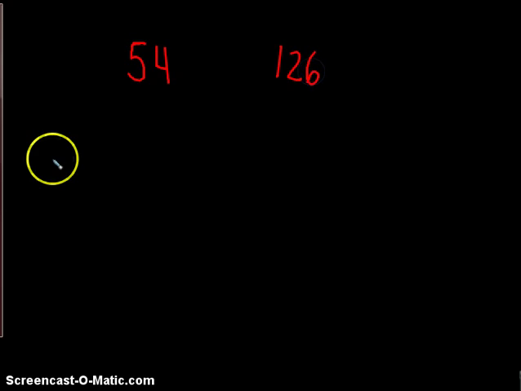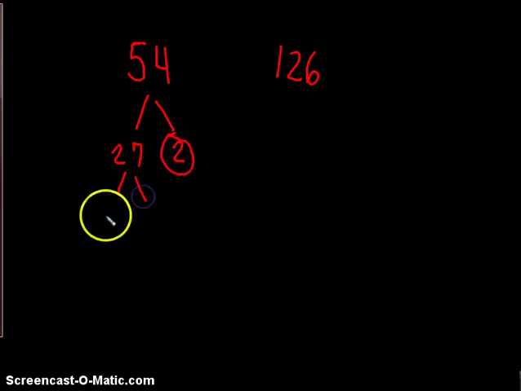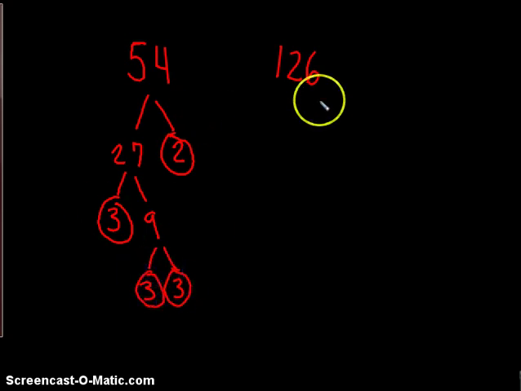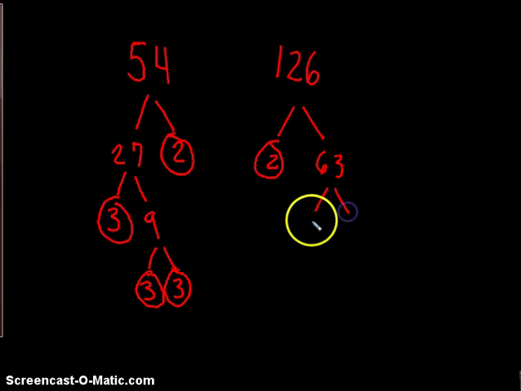First thing you do is you make factor trees. Well, half of 54 is 27. So 2 times 27 makes 54. Circle the prime. I know that 27 is 3 times 9, and then 9 is 3 times 3. So we have our factor tree done, the prime factorization of 54. 126, that would be 63 times 2. 63 can be divided by 3, so it is 3 times 21. Oh, that's not prime, don't circle that yet. And 21 is 3 times 7.